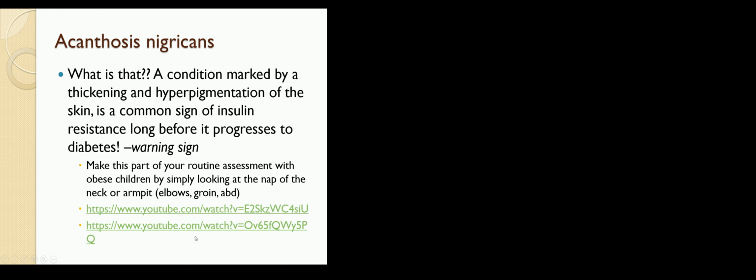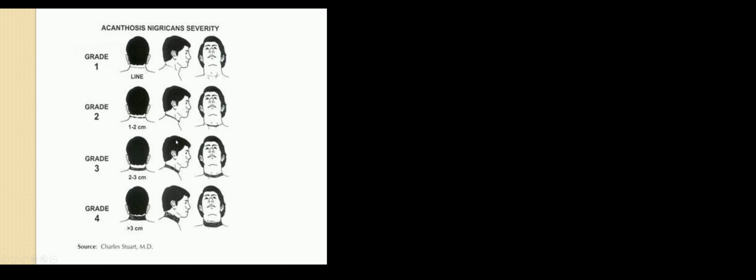I have put some YouTube videos on here for you to watch. Be sure that you go back and you watch those. As far as grading, there is a grading system, grade 1 through 4. You can see grade 1 is just a simple line on the back. Grade 2 is 1 to 2 centimeters. Once it gets to 2 centimeters, then it would be considered a grade 3, 2 to 3 centimeters. Then once it gets to 3 centimeters, it is considered a grade 4, greater than 3 centimeters.